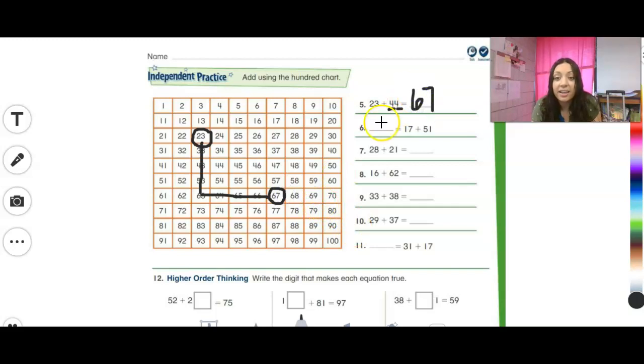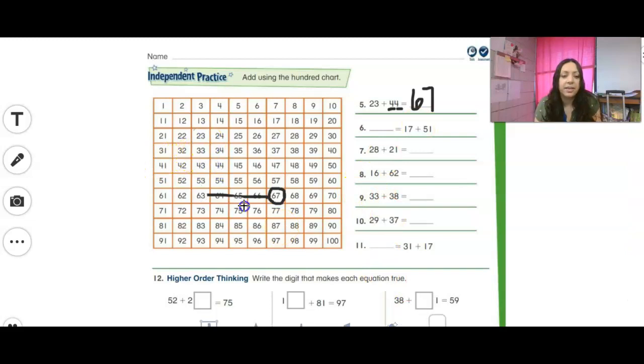I can check that. What's 2 plus 4? 6. What's 3 plus 4? 7. So it should be 67. Good job. All right, I'm going to erase mine real quick so that we can see really well. It tried to trick us again. Look, it wants the answer first, but it's just asking us 17 plus 51.